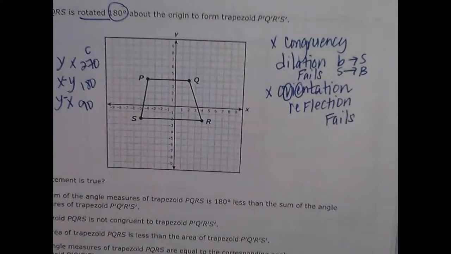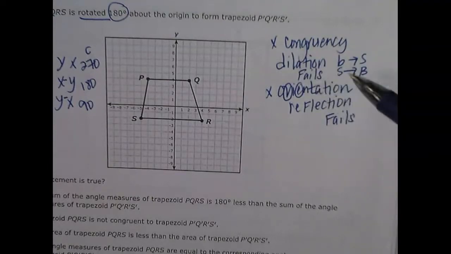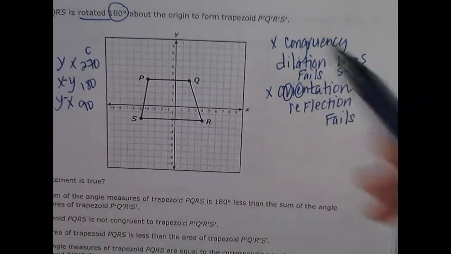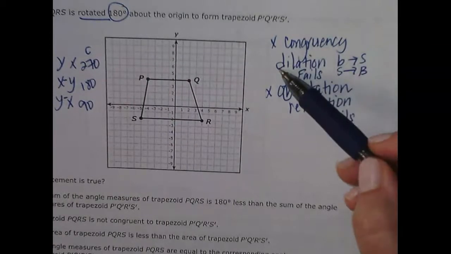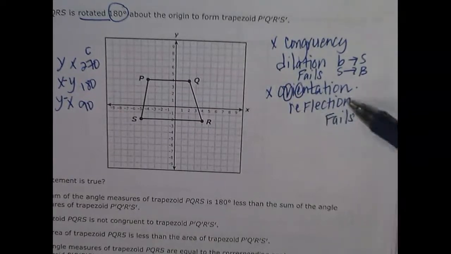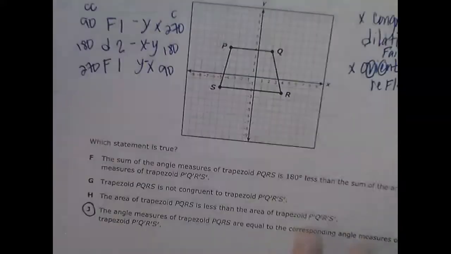I also took the time to write out congruency. Congruency fails which one? Dilation, because if you get big to small and small to big, that's not staying the same size. And congruent means equal, and a dilation will fail. Orientation, you get the RE for reflect. Reflection is going to fail. So at least you have this knowledge. Remember, it's a brain dump. All right, what else you got?